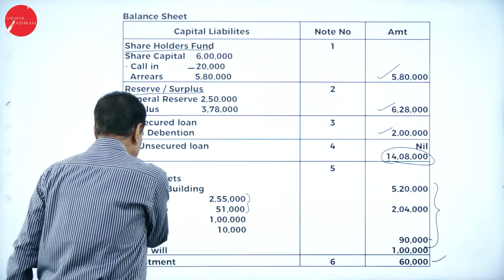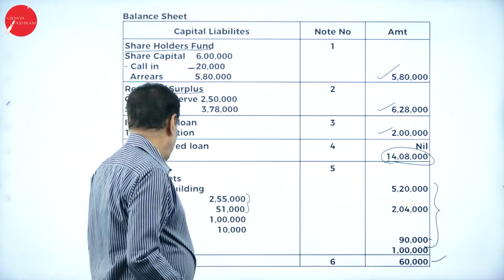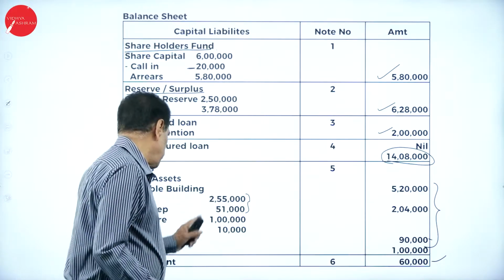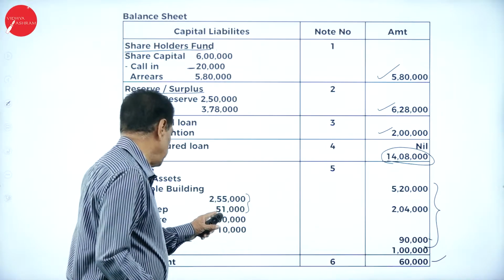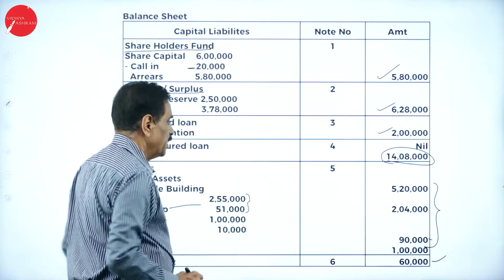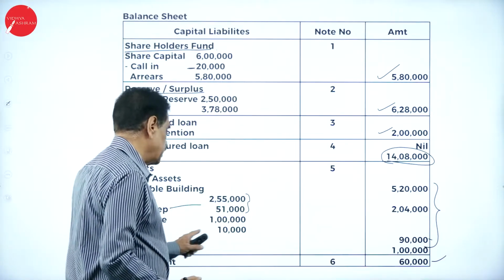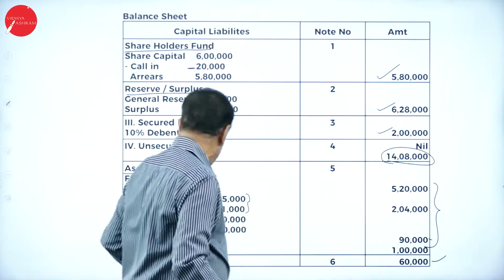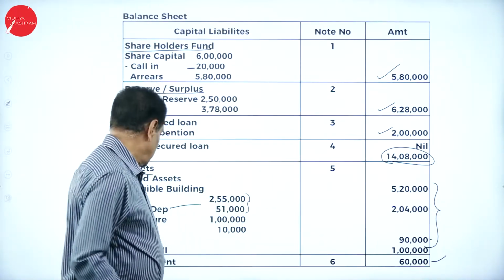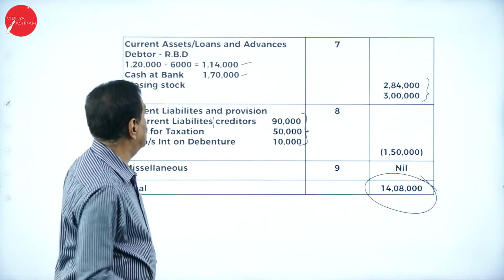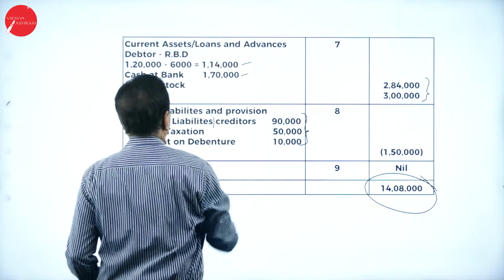Come back to your assets, fixed assets, tangible: building 5 lakh 20,000. Plant and machinery 2 lakh 55,000 minus depreciation 51,000 will work out to 2 lakh 4,000. Then furniture 1 lakh minus depreciation 10,000 becomes 90,000. Goodwill 1 lakh. Then next, investment, note number 6, 60,000. Then current assets, loans and advances.